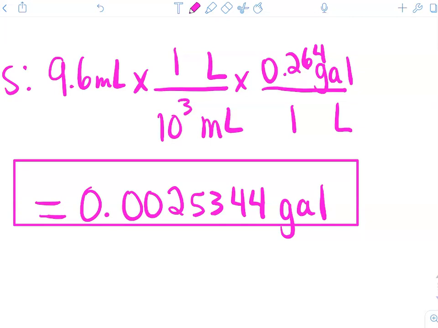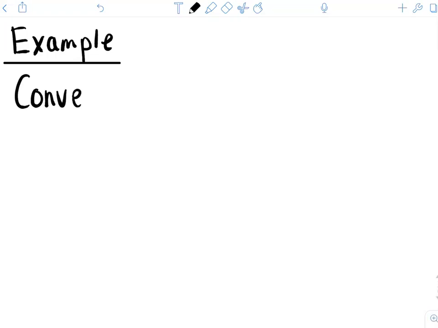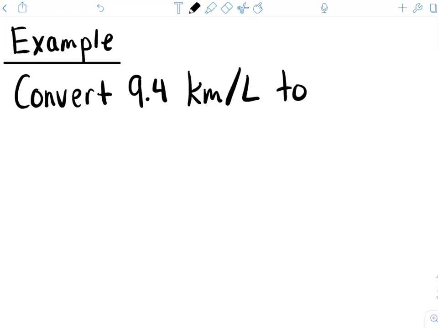Okay. And then last one that we're going to do, whenever I think of this, I think of my gas mileage, because it's going to involve miles per gallon. So this example is to convert 9.4 kilometers per liter to miles per gallon. And you might be thinking to yourself, I have never seen anything like this.